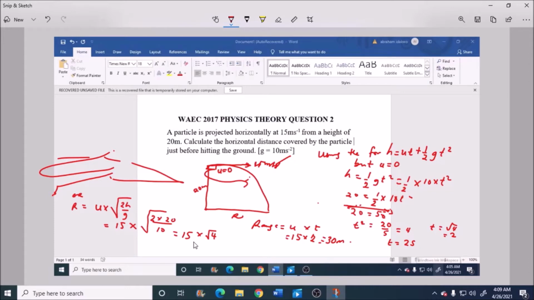So whichever formula you prefer to use, whether to use h equals ut plus half gt squared, or you decide to use the range equals the horizontal velocity times the root of 2h over g, you will get the same answer. So the horizontal distance covered by the particle at the time t is equal to 30 meters.